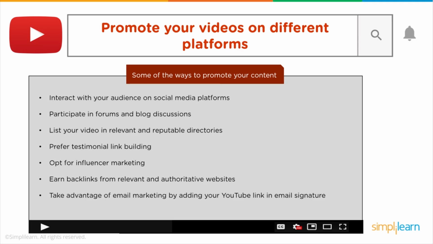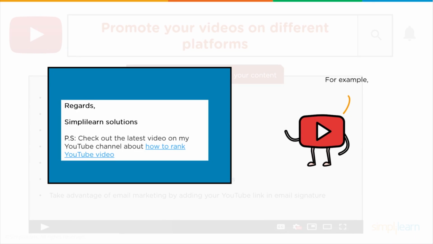You can also take advantage of email marketing by adding your YouTube link in the email signature. For example, it's a simple email. Any email client like Gmail or Yahoo or even Hotmail or Outlook is going to give you the ability to add a signature. In the signature, you could simply just include a link to the video or to your YouTube channel. It doesn't have to be to a specific video, but it's a way to get people to your YouTube page or to that video. So the whole idea is more eyeballs, more potential subscribers.